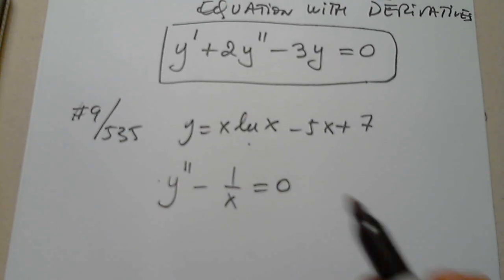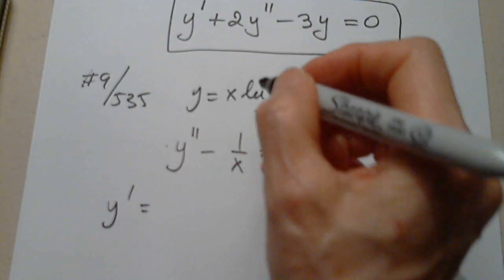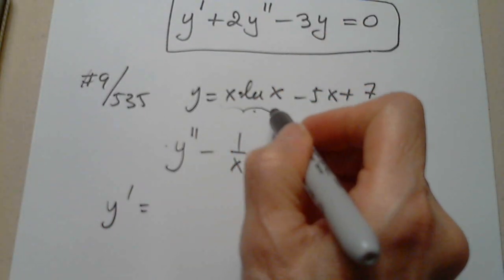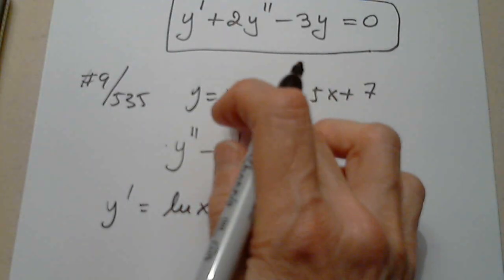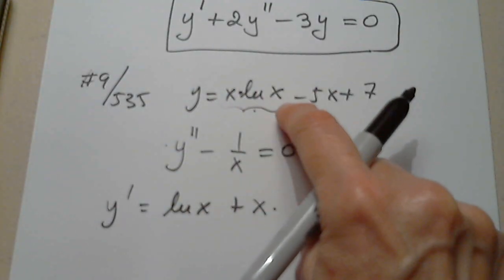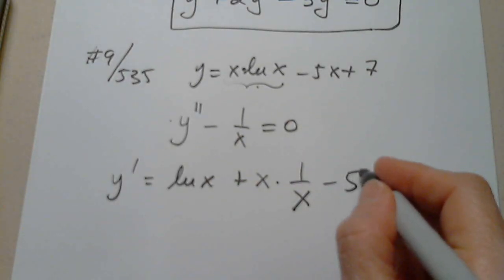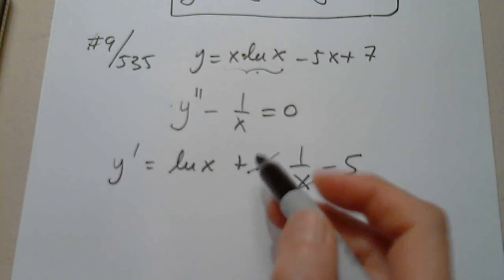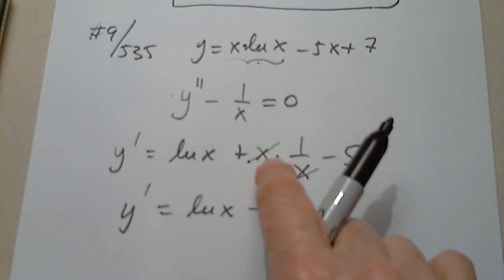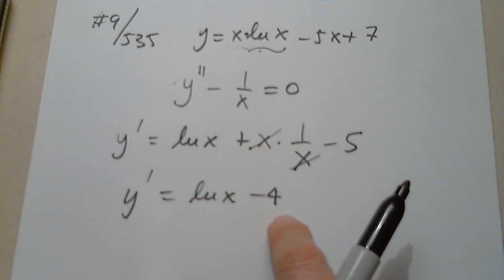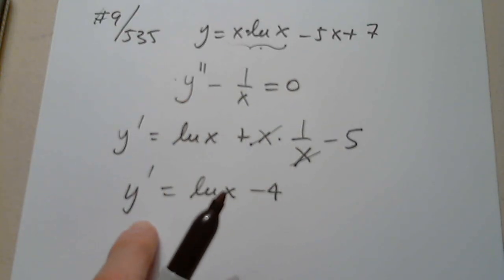Okay, all I have to do is find the second derivative. So first I'll find the first derivative. Remember, this is a product. Very carefully. The first function prime is 1 times the second function plus the first function times natural log prime, which is 1 over x, minus 5. I simplify, and I get that y prime equals natural log x minus 4. Positive 1 minus 5 is minus 4. I don't need the first derivative, but I can't find the second derivative if I don't find the first derivative.